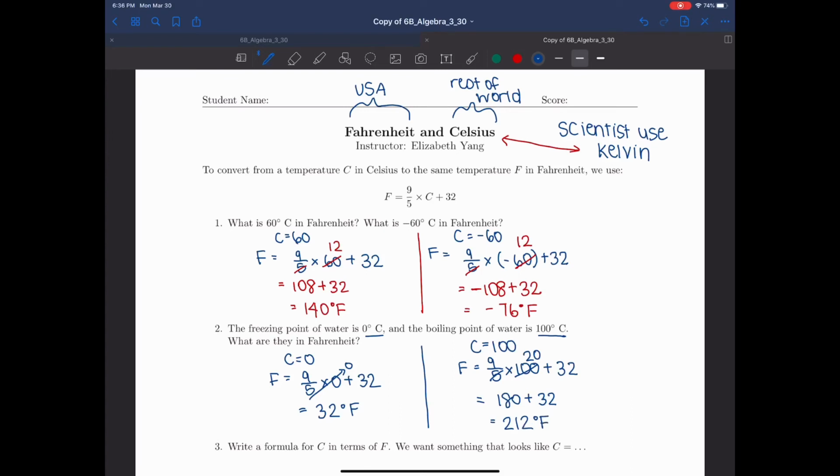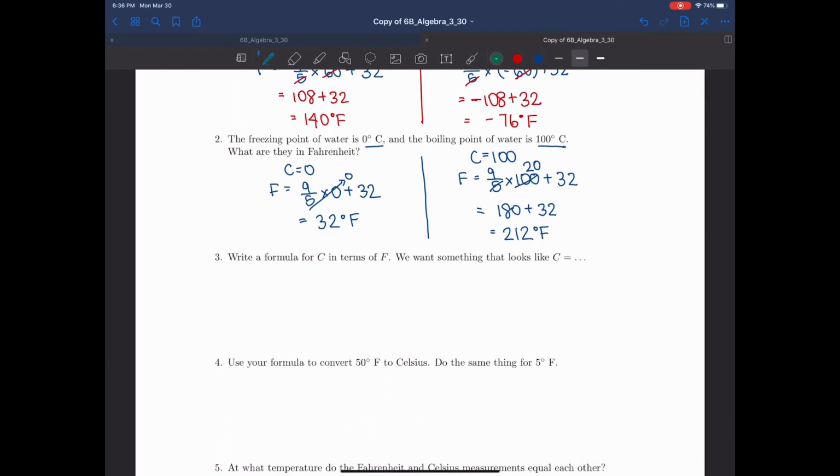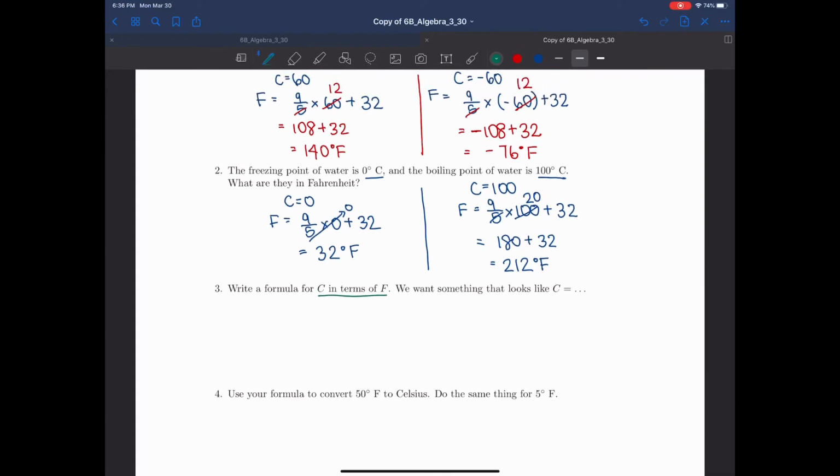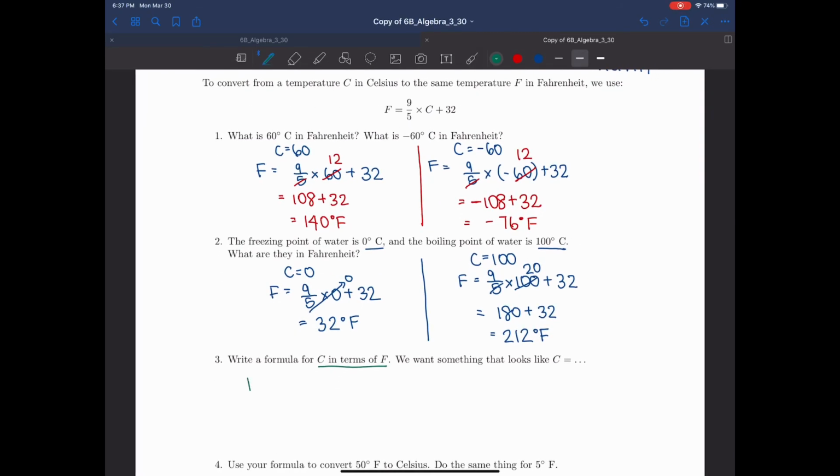Nice. So really, again, question 2 and question 1, the calculations were no different. If anything, they might have even been easier for question 2. Cool. So question 3 is now asking, we want a formula for C in terms of F. We originally got a formula for F in terms of C. So now we want to start with this F equation. F equals 9 over 5 times C plus 32, and solve for C in terms of F.